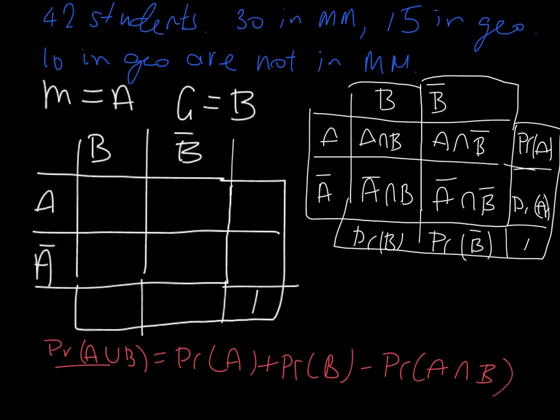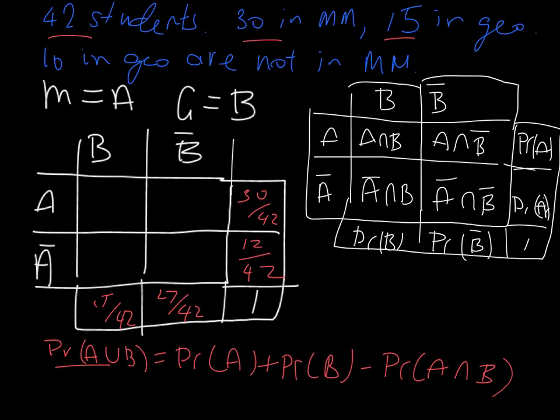First thing we're going to do is work out the probability of A. We know we've got a total of 42 students, and we found before that 30 out of a total of 42 are doing maths methods. So the probability for that is 30 over 42. That means that there are 12 students who are not doing maths methods. Over here we know that 15 are doing geography, so that means 15 out of 42, and as a result 27 out of 42 are not doing geography.